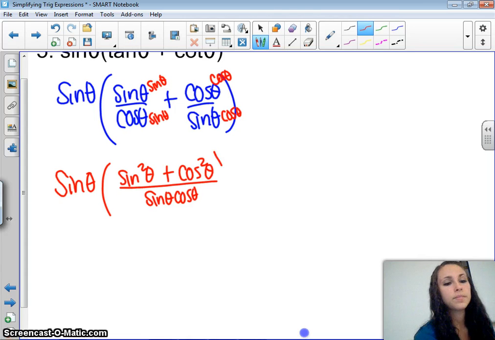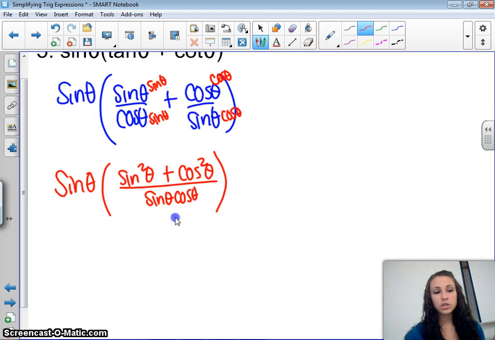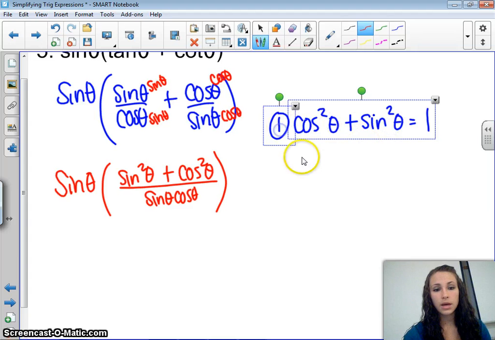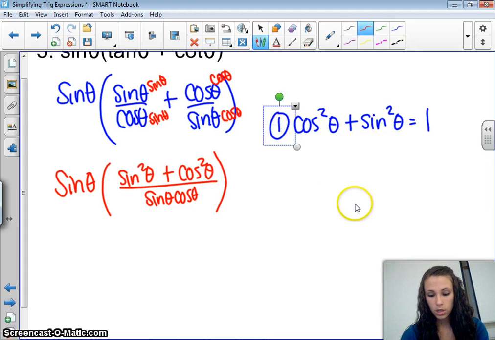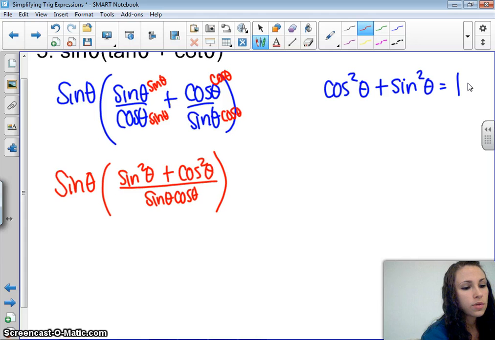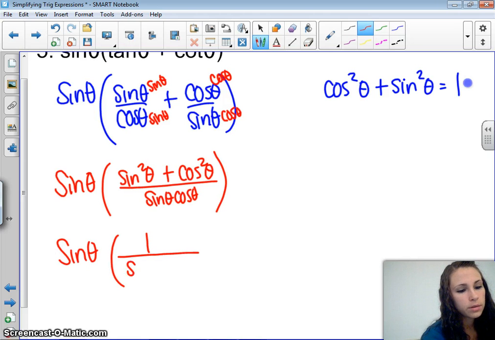So sine cosine. Now, anytime, like I said, you see squareds that are added together, you need to automatically think Pythagorean identity. And that just so happens to be this same identity that we've been working with. So even though they're in a different order, 2 plus 3 is 5 and 3 plus 2 is 5, it doesn't matter what order you add. So if I have sine squared plus cosine squared, it's the same thing as cosine squared plus sine squared, which is just 1. So then I'm going to replace that entire numerator with 1.